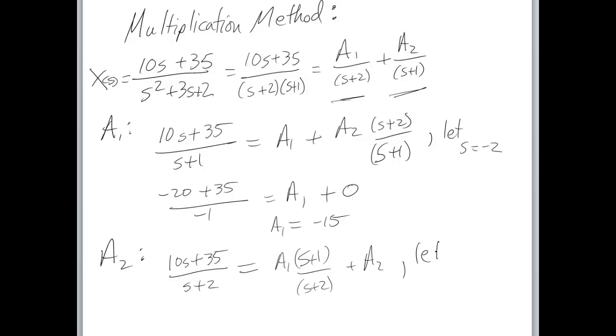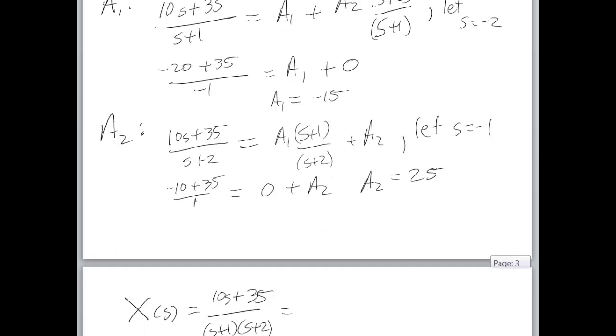Now in this case we're going to let s equal minus 1, and let's see how this goes through. So this is minus 10 plus 35 divided by 1. That equals 0 plus a2. So in this case, a2 is going to equal 25. Okay, so that's our two terms. Now we know what a1 and a2 are, and we can expand our fraction and take the inverse Laplace transform of it.